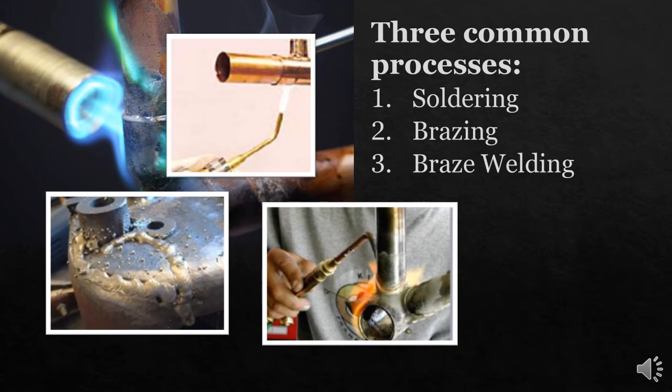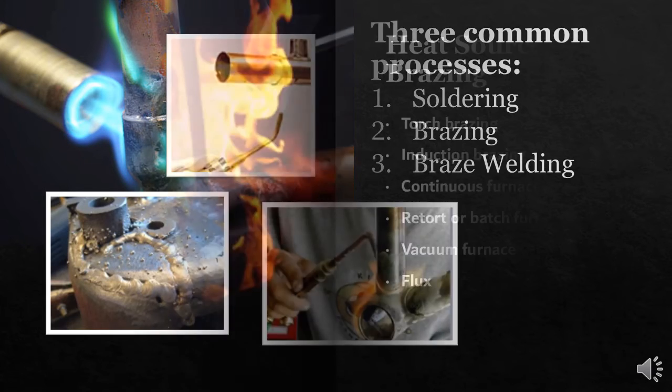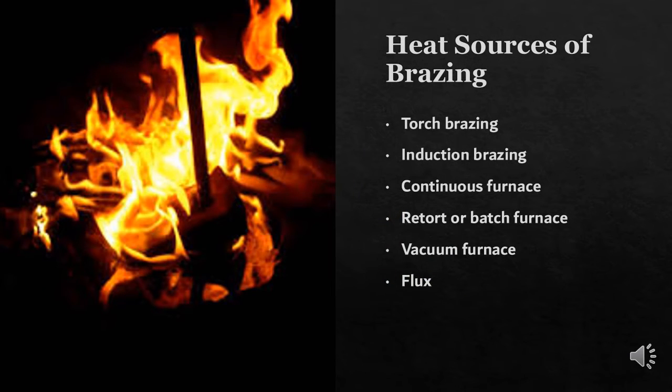So we can see in the picture, there are three common processes in brazing itself. There are soldering, brazing, and braze welding. Next, heat sources of brazing. So basically, it is typically provided by a handheld torch, a furnace, or an induction heating system. There are torch brazing, induction brazing, continuous furnace, retort or batch furnace, vacuum furnace, and flux.